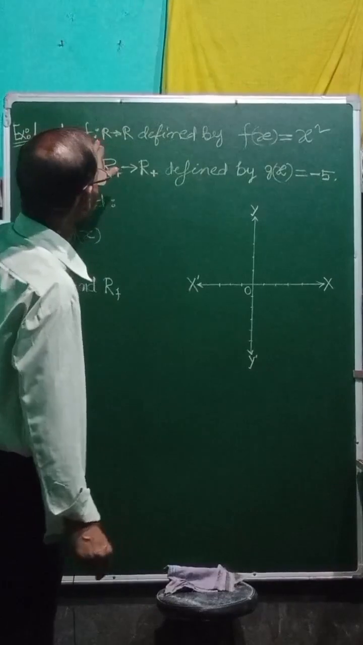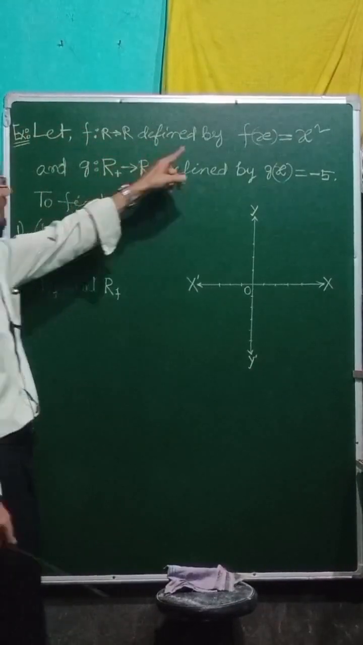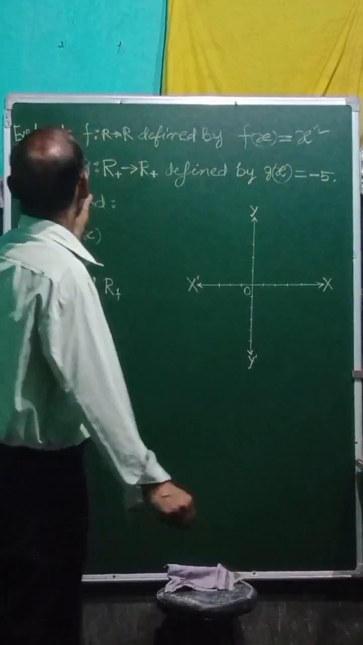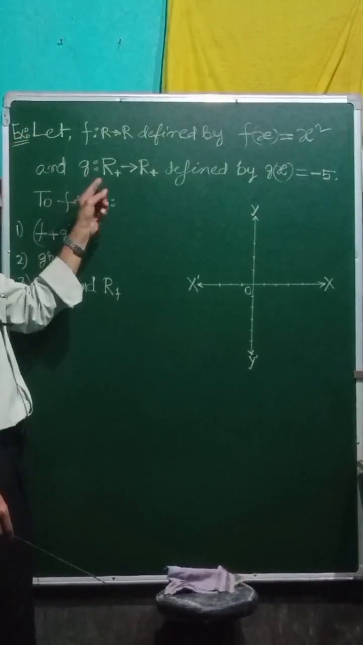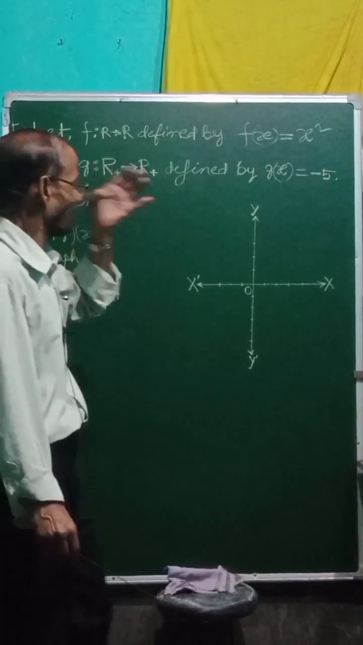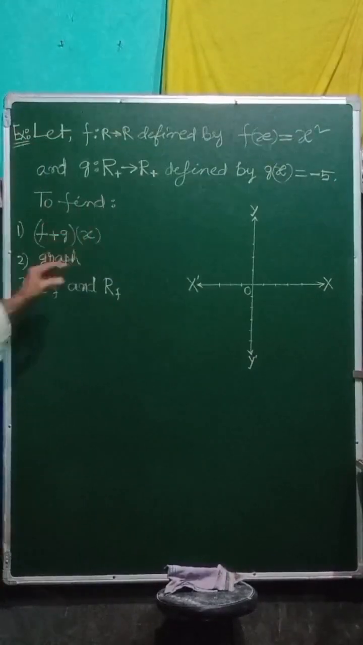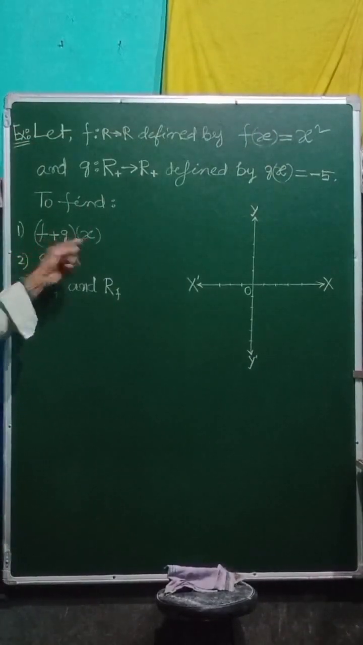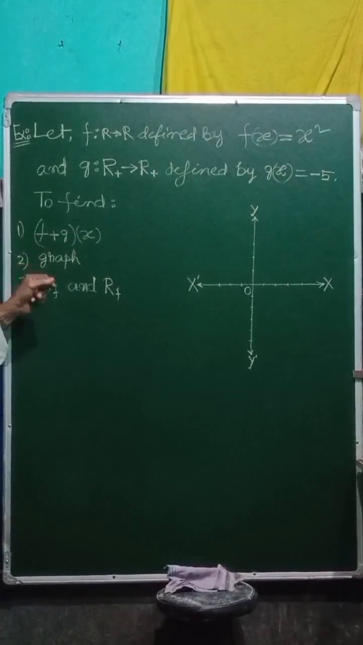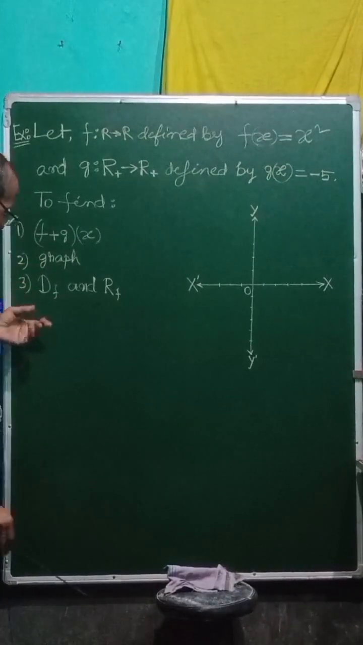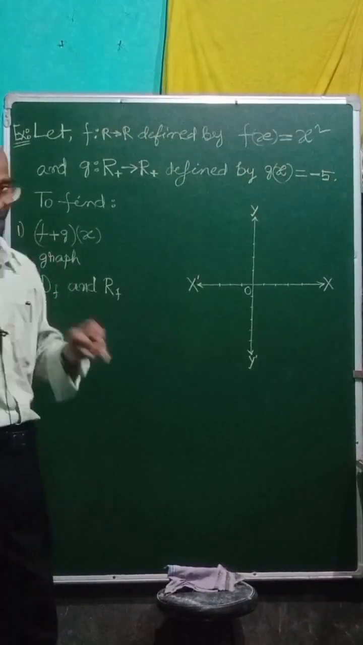Okay, let f be a function from R to R defined by f(x) is equal to x square, and g is a function from R plus to R plus defined by g(x) is equal to minus 5, which is a constant function. We need to find (f plus g)(x), the graph of that resultant function, and the domain and range of the resultant function.